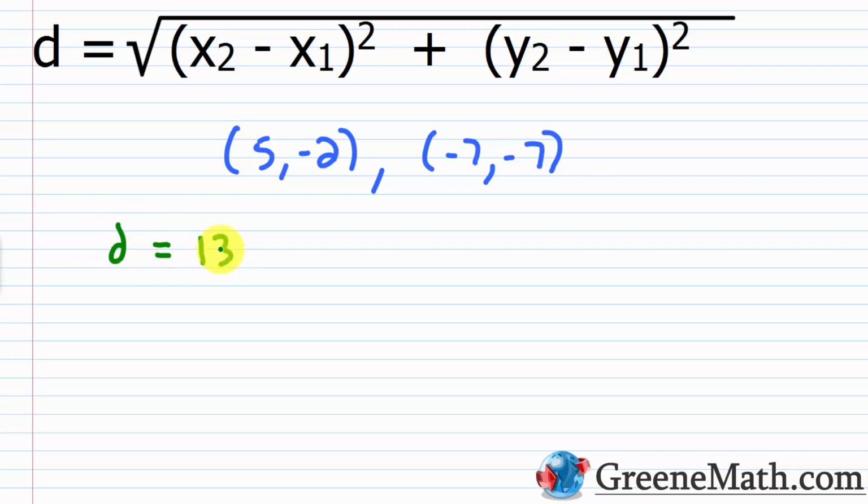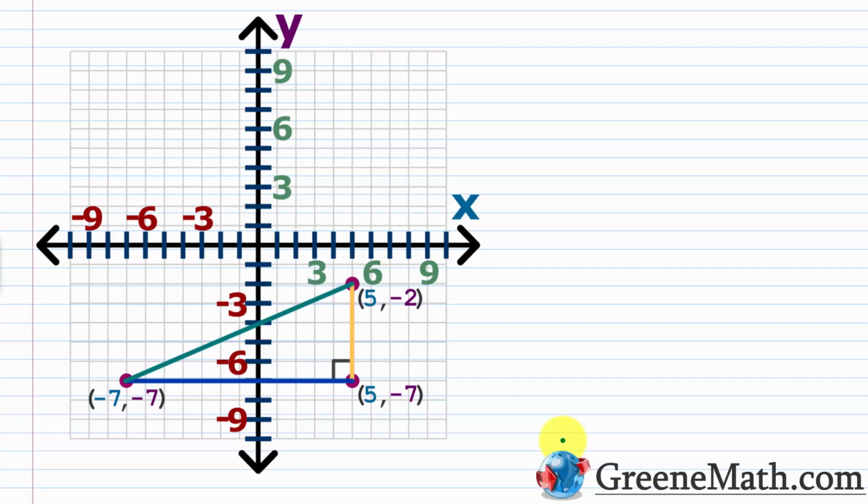Okay, so where did this come from? I know most of you just want to be able to get through your homework, so once you have the formula, you're basically good to go. You can just plug in, but I want you to understand where it came from. So let's go to the coordinate plane, and let's think about the distance between the 2 points kind of using a different approach. So again, we had 5, -2, and we also had -7, -7.